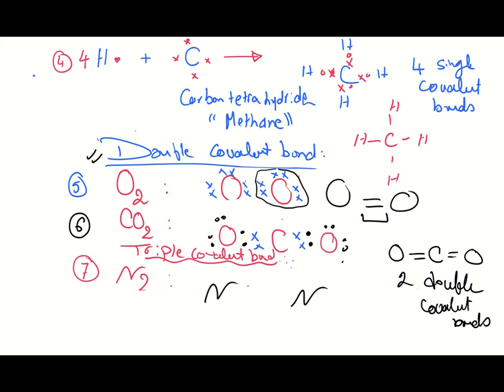So in the bond, 3 electrons will be shared from each atom and 2 will be left out. So inside the bond, we have a triple covalent bond between the 2 nitrogen atoms. 6 electrons are there. So it's one triple covalent bond. This is nitrogen gas.